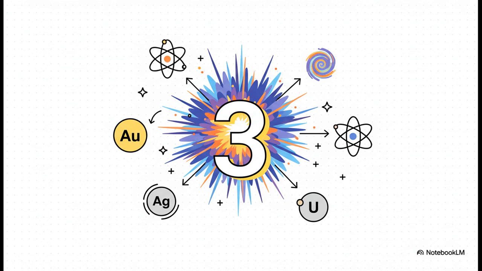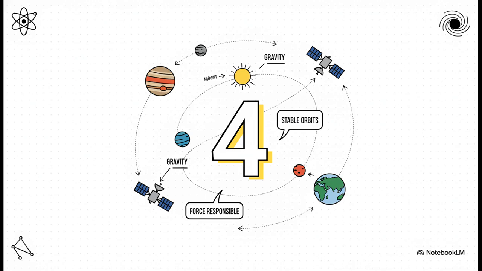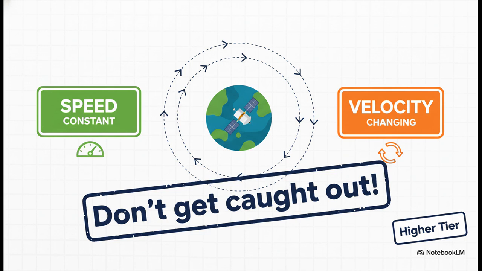And that brings us to number 3. Those supernovae are the cosmic forges that create every element heavier than iron. And finally, number 4, gravity. It's the fundamental force that provides the pull needed to keep everything, from planets to satellites, locked in a stable orbit. And just one last reminder for all you higher tier students, a constant speed in a circle means a constantly changing velocity. Got it? Good. Don't get caught out.